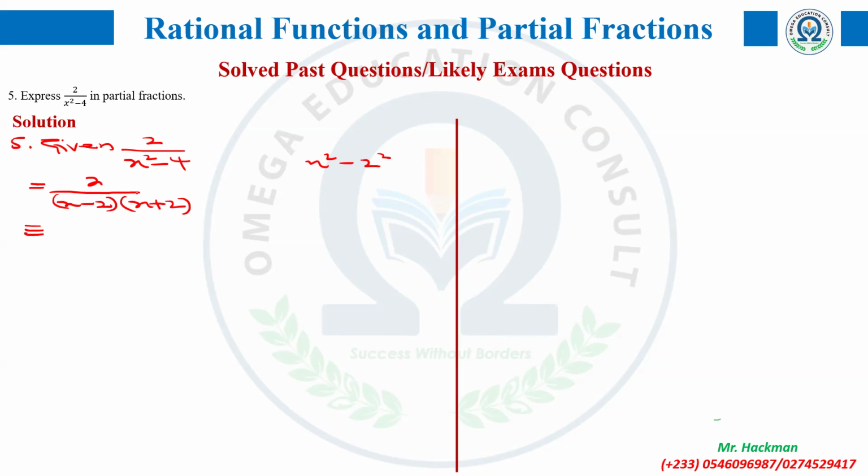Let's go. The identity. So say it will be A on x minus 2, plus B on x plus 2. Perfect. Okay, so at this point, the next step is a single fraction. Equate numerators, do your substitution, then you are good to go.